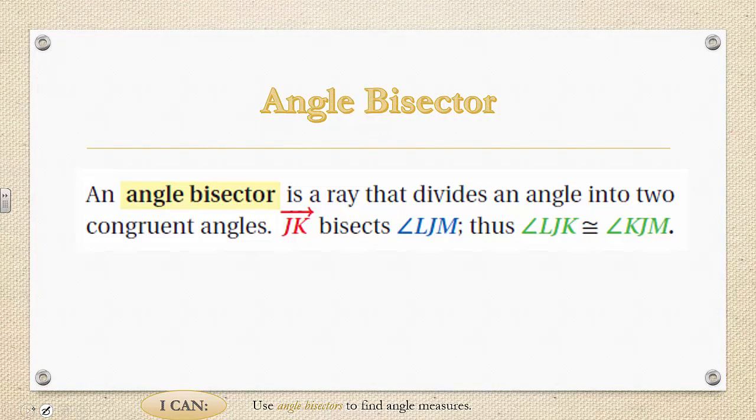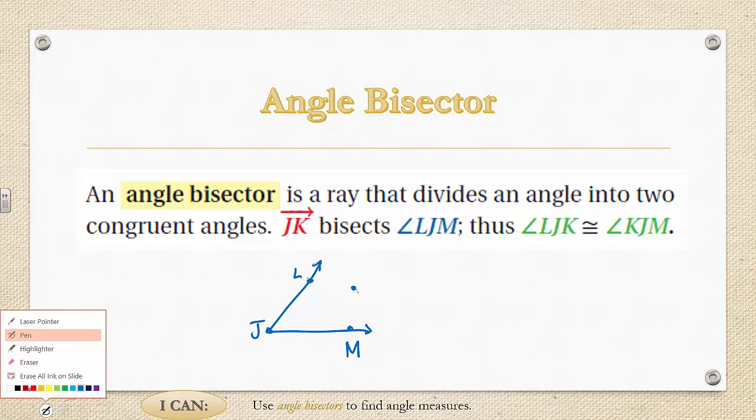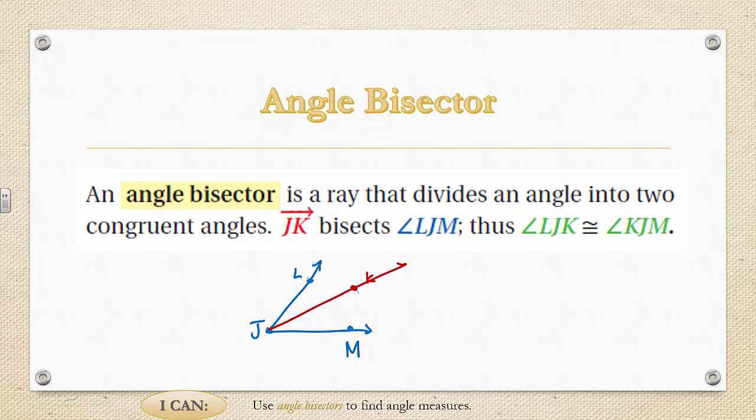Last thing we got to talk about, something called an angle bisector. An angle bisector is a ray that divides an angle into two congruent angles. So if we have some angle out in space, let's say LJM. So there's some point L, J is right in the middle, and then some point M here. If we have an angle JK, so just some K out here, and a ray through it.